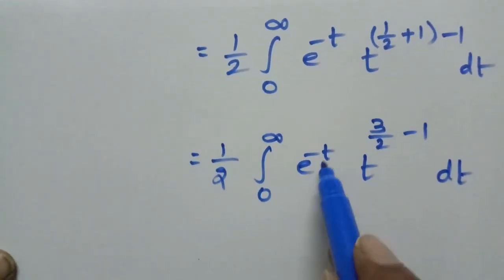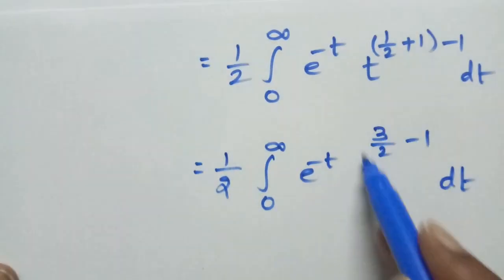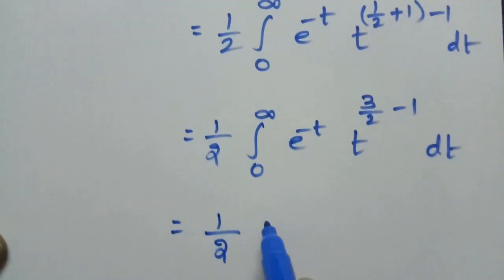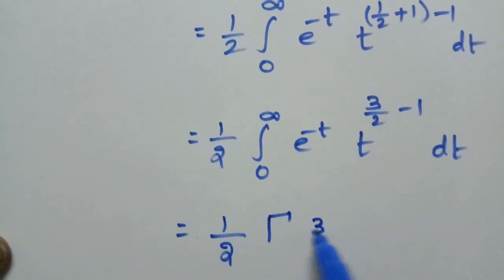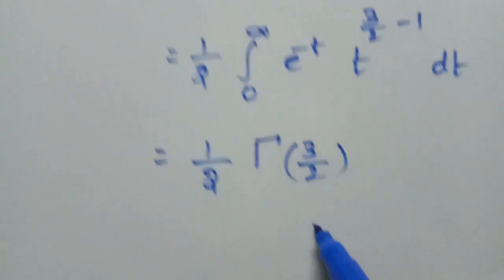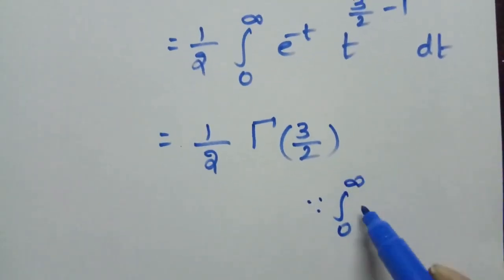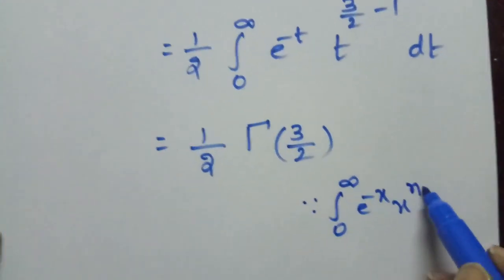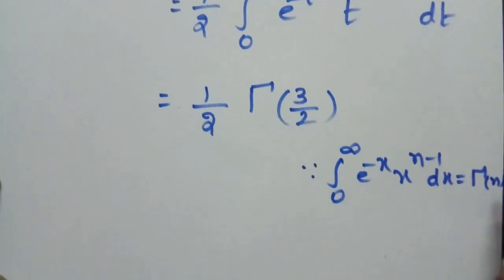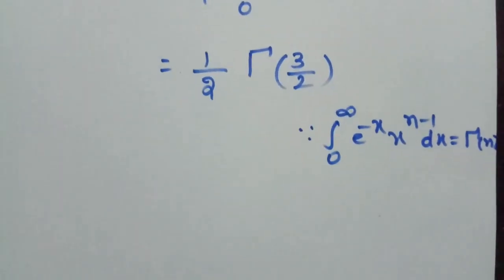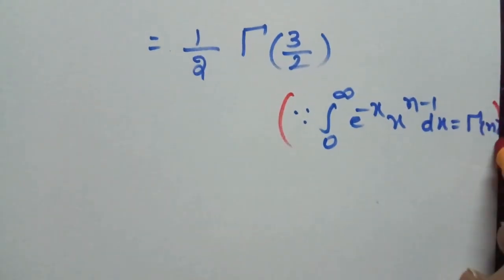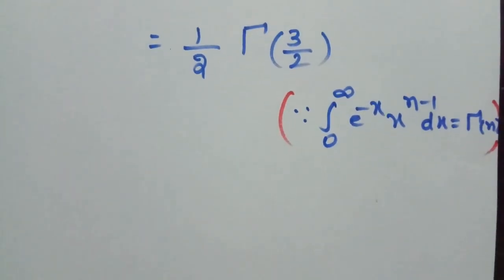Therefore, this is of the form e to the power of minus x, x to the power of n minus 1, where n is equal to 3 by 2. Therefore, by the definition of gamma function, this is gamma 3 by 2, since integral 0 to infinity e power minus x into x power n minus 1 dx is equal to gamma n. This is the basic formula in the above integration. n is equal to 3 by 2. Therefore, gamma 3 by 2.